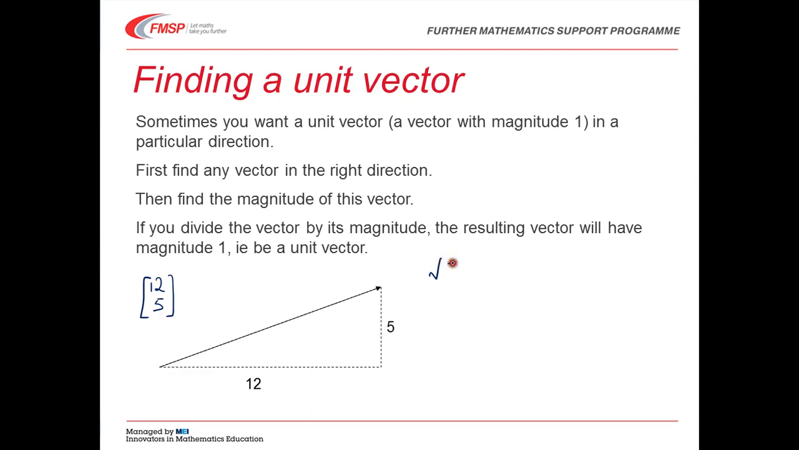The magnitude of this vector is the square root of 5 squared plus 12 squared. That's root 25 plus 144, which is root 169, or 13. Or you might have spotted that that was the well-known Pythagorean triple 5, 12, 13. So a unit vector in the same direction is 1/13 of (12, 5).